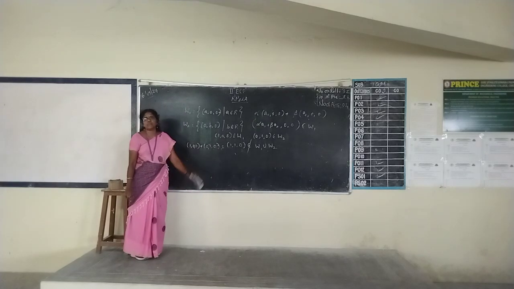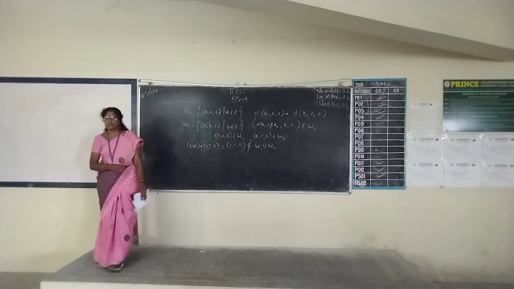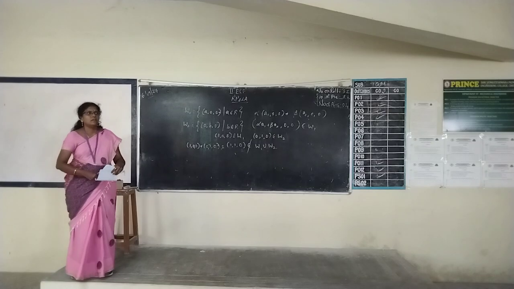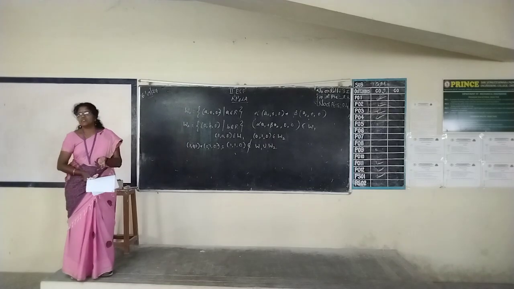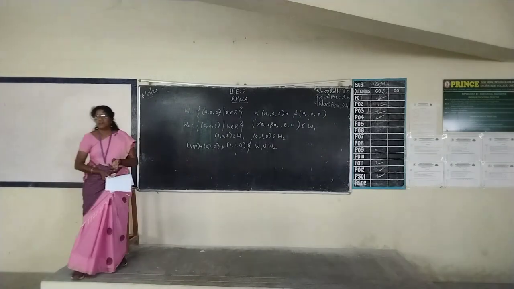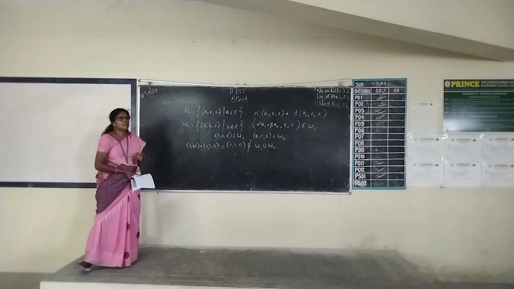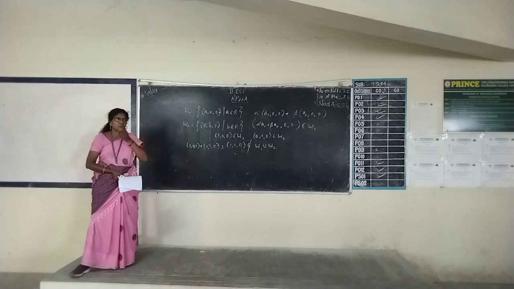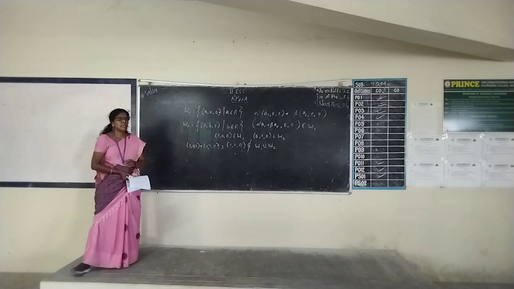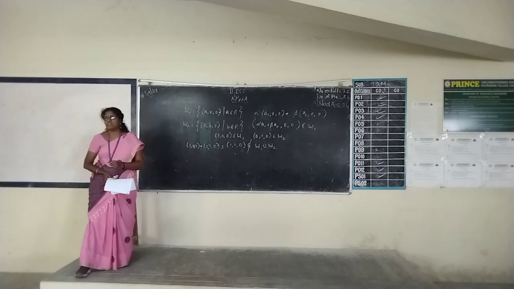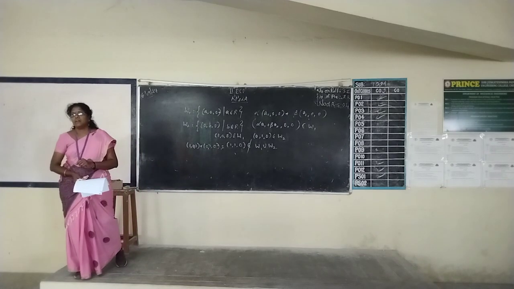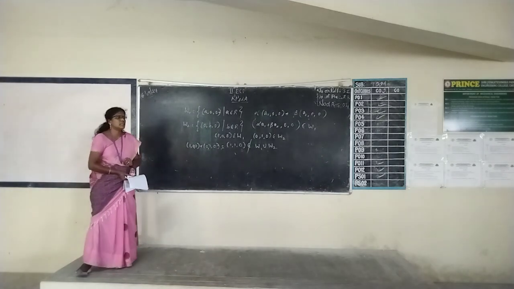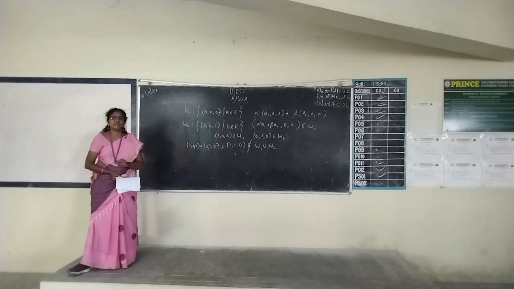1, 1, 0 does not belong to W1 union W2. So normal addition itself is not satisfied. Hence W1 union W2 is not a subspace of V.